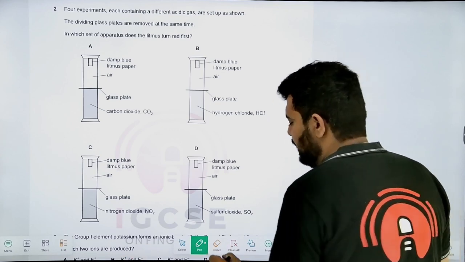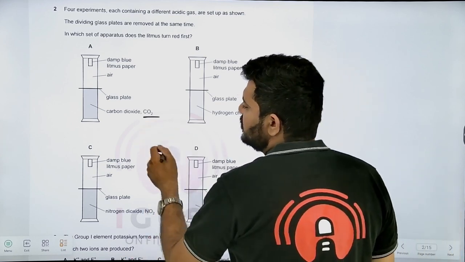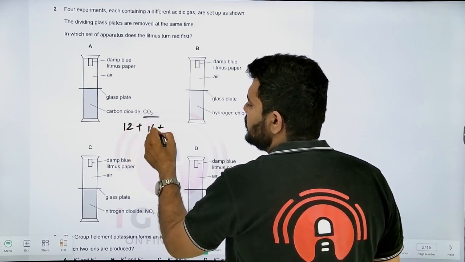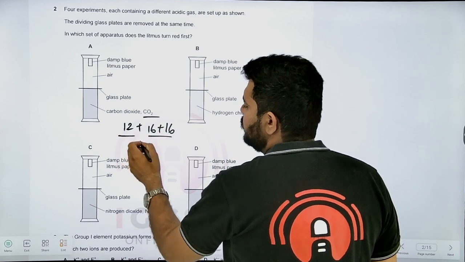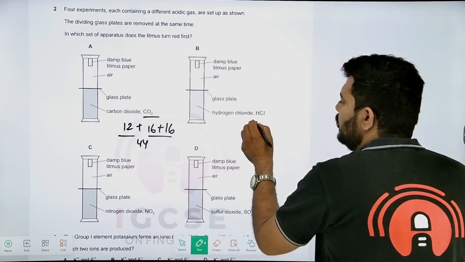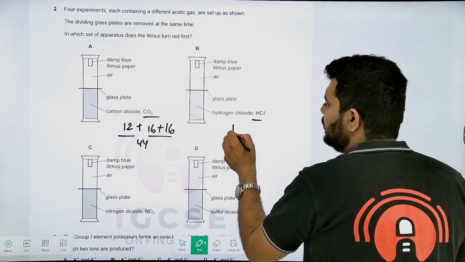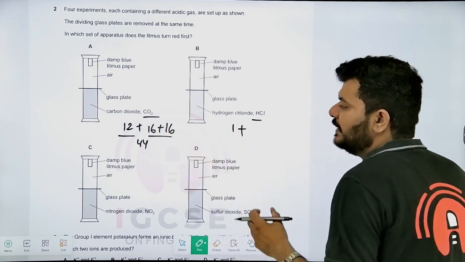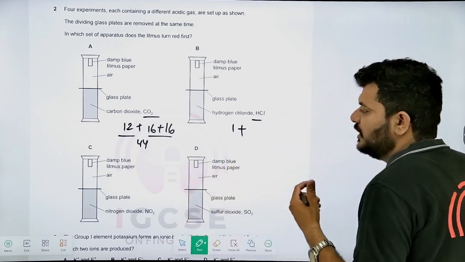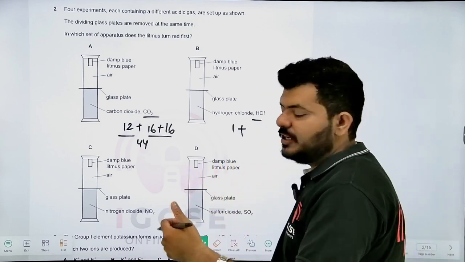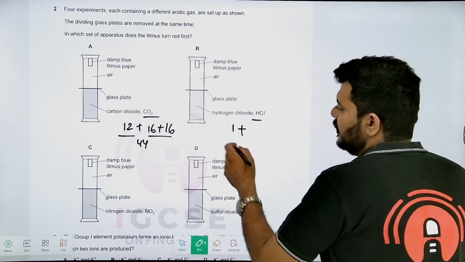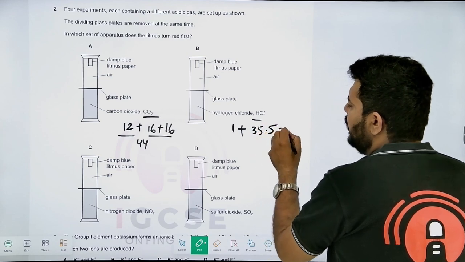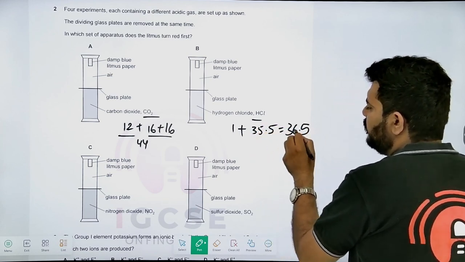To understand that, let us write the masses of these things. So you have 12 plus 16 plus 16, 32 plus 12 is 44 grams. Here you have hydrogen as 1 gram. These are their relative atomic masses. I am trying to find their relative molecular masses. The gas with lowest relative molecular mass diffuses the fastest. So we have 1 plus 35.5, which is 36.5, right?